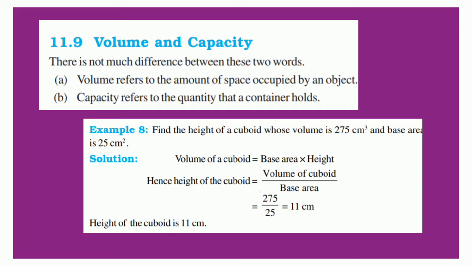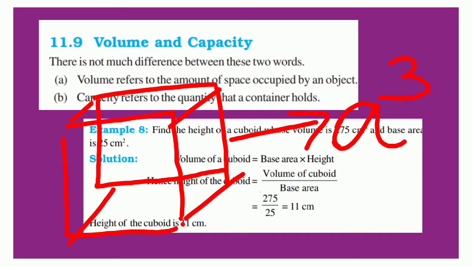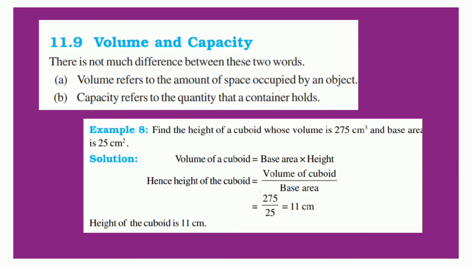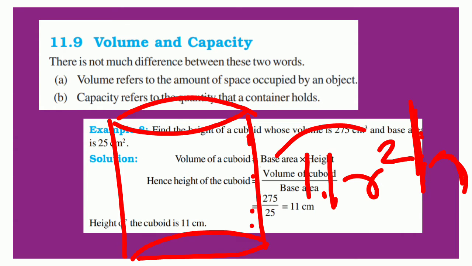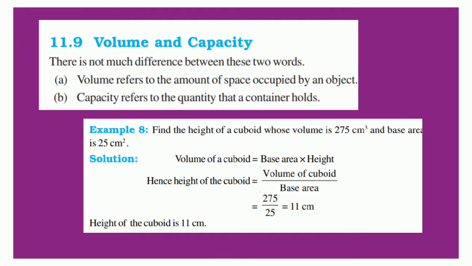In this chapter we have three-dimensional figures. One is the cube, the second is the cuboid, and the third is the cylinder. So what is the volume of a cube? It is a cube, that is a³. Then what is the volume of a cuboid? L into B into H. Then the volume of a cylinder is equal to pi r square h. Here r is the radius and h is the height of the cylinder, and pi is equal to 22 by 7 or 3.14, which is the approximate value.